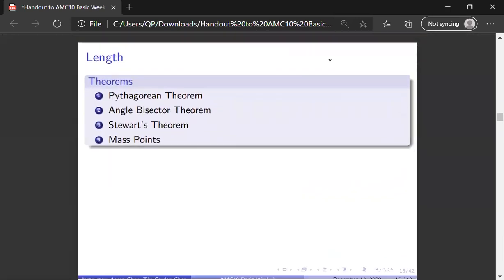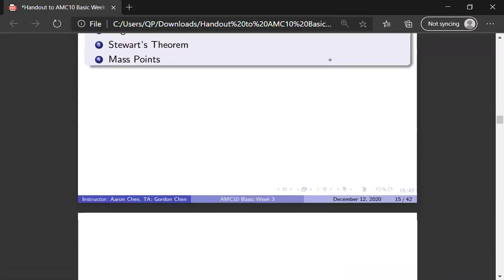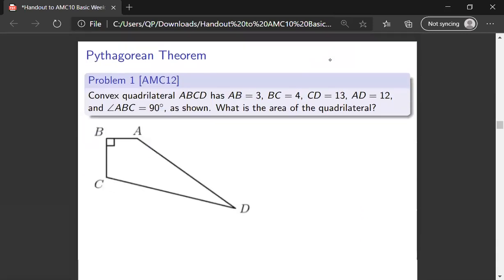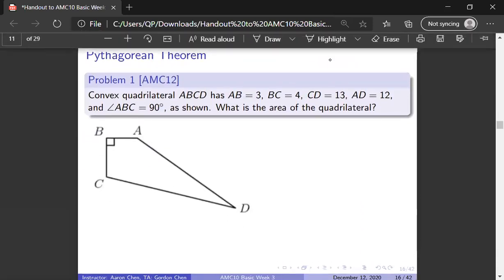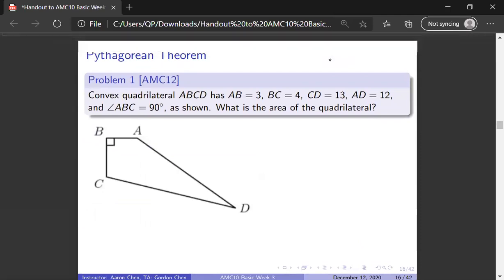All right, so for lengths, we're going to cover four main things, which are the Pythagorean theorem, the angle bisector theorem, Stewart's theorem, and mass points. So I'm going to assume all of you already know what the Pythagorean theorem is. So here's your first example.